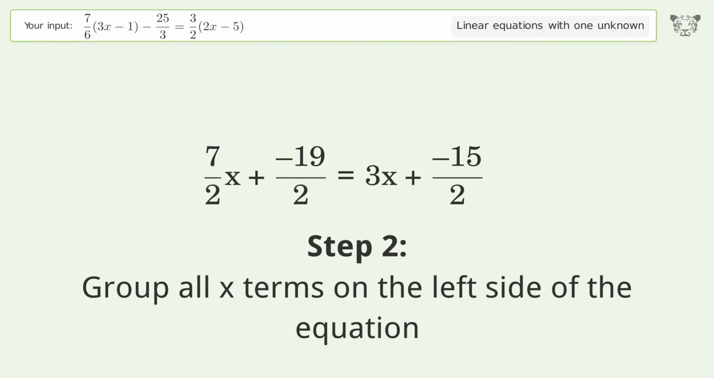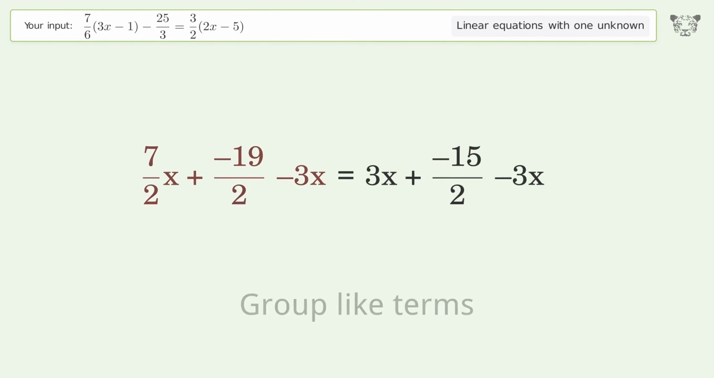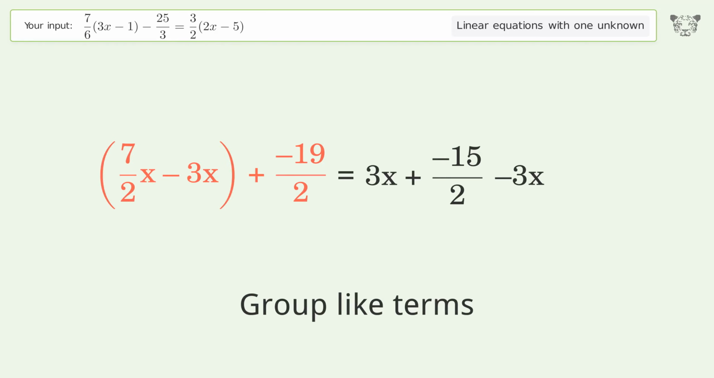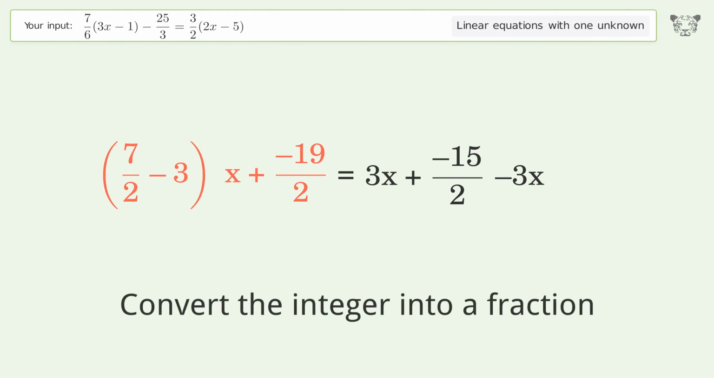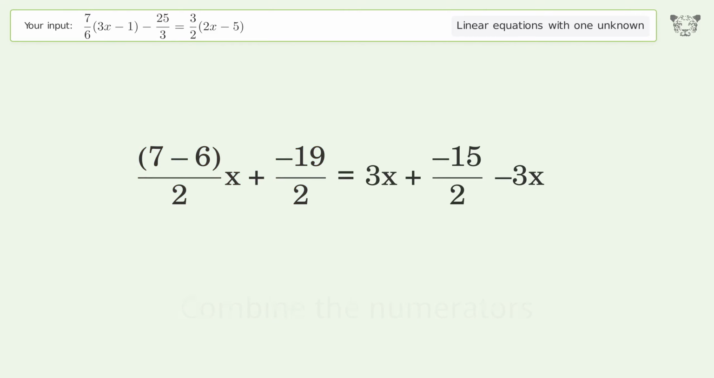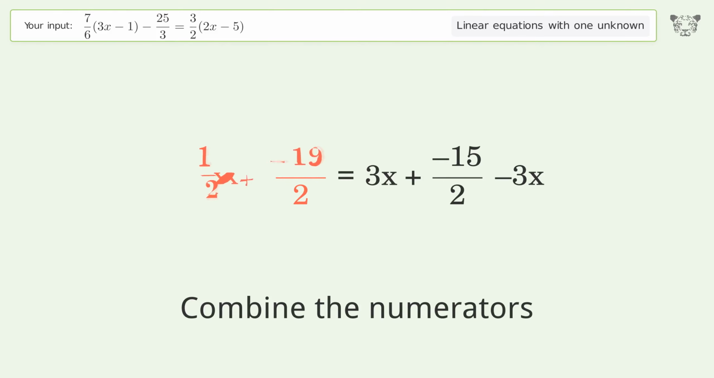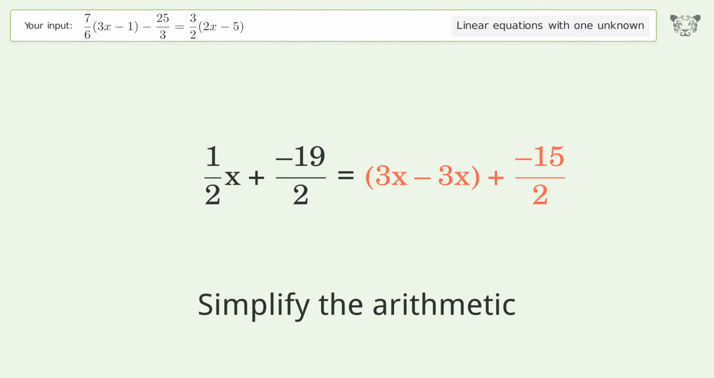Group all x terms on the left side of the equation. Subtract 3x from both sides. Group like terms. Group the coefficients. Convert the integer into a fraction. Combine the fractions. Combine the numerators. Group like terms. Simplify the arithmetic.